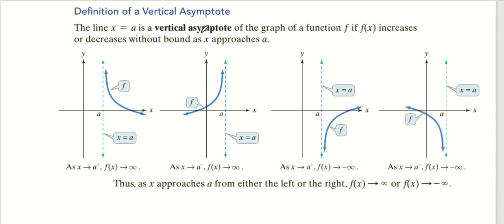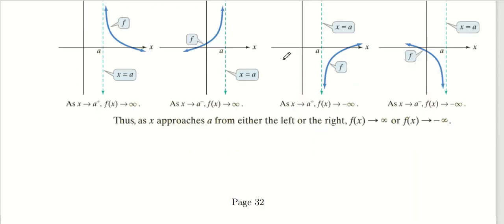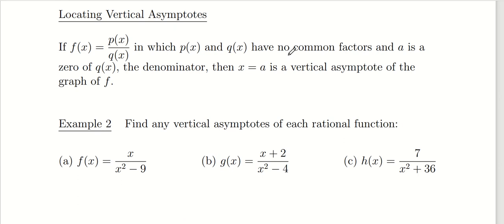For our discussion in this class, we will almost always exclusively work with rational functions that are in simplified form. What that presents to us is the idea that whenever you want to look for a vertical asymptote, those will be the places where the denominator is equal to 0.